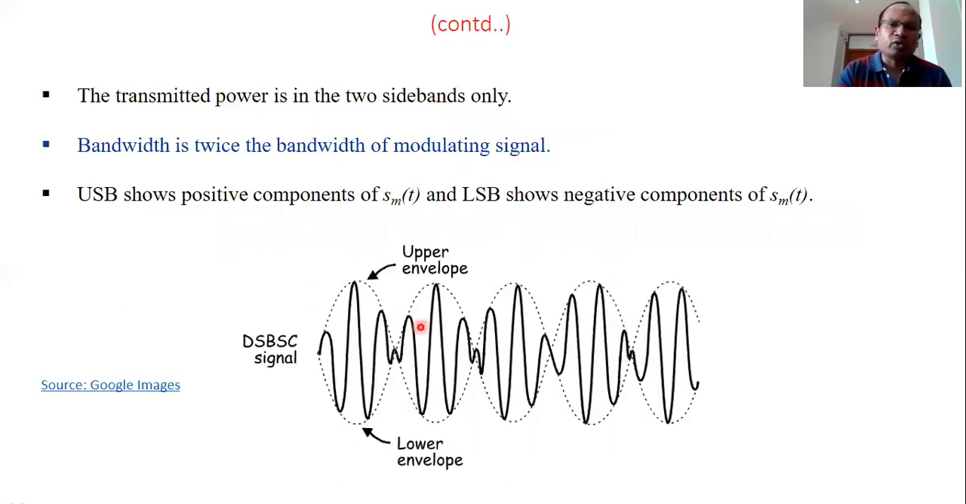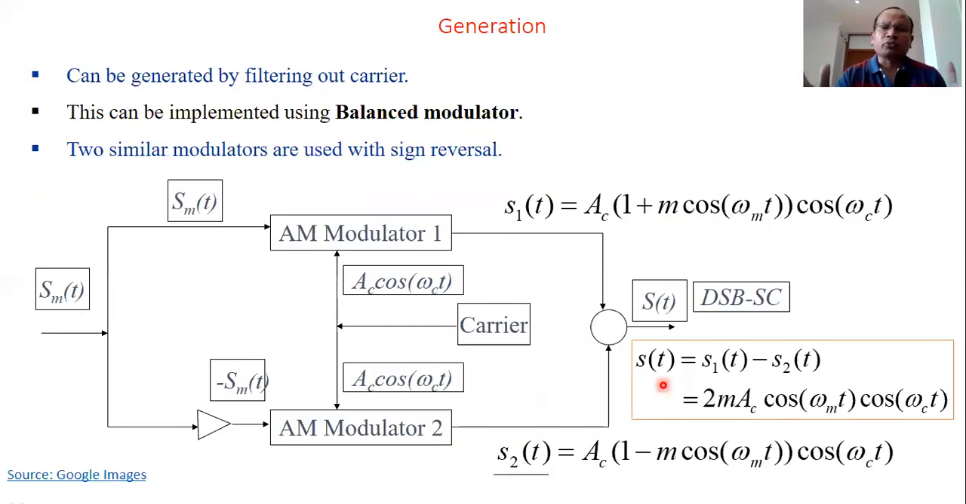In a similar manner, look here, this is the expression of the DSBSC signal, that is the AM signal, where the positive envelope on this side is the upper sideband, whereas the negative envelope on this side is your lower sideband. Lower sideband and upper sideband both are present in this signal. So how do we generate this now?